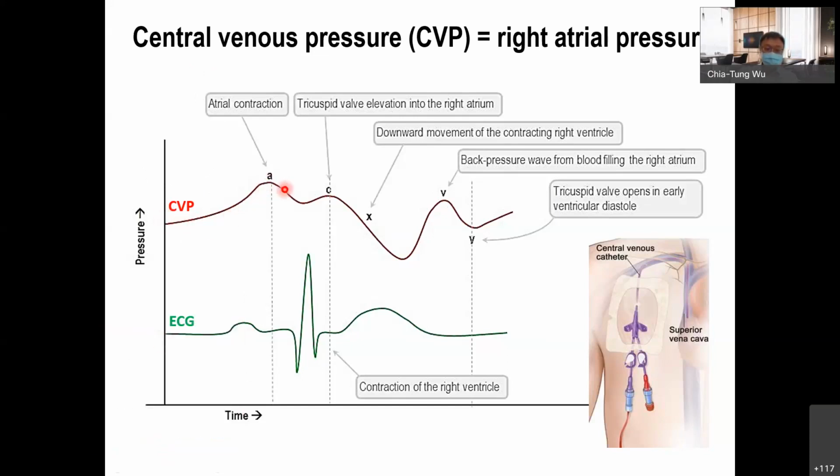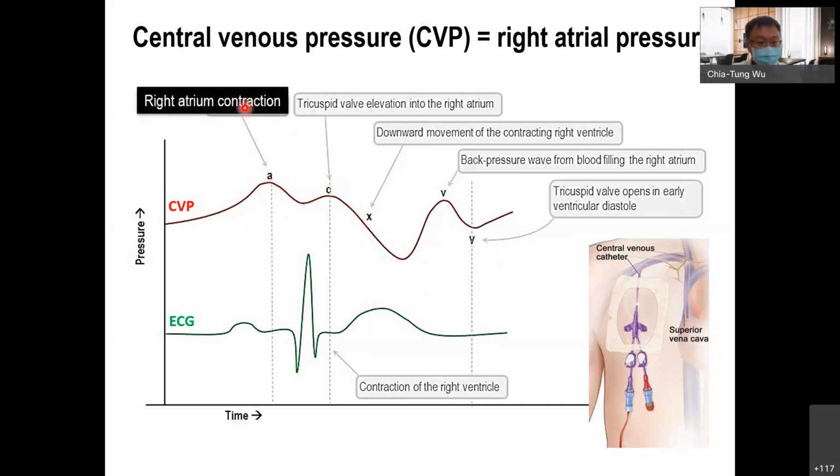The waveform of the CVP includes A, C, X, V, and Y. The catheter is put inside the body via the left subclavian vein or the left jugular vein, and the tip will stay in the superior vena cava or the entrance of the right atrium. And what do these waves mean? A, C, X, V, Y.